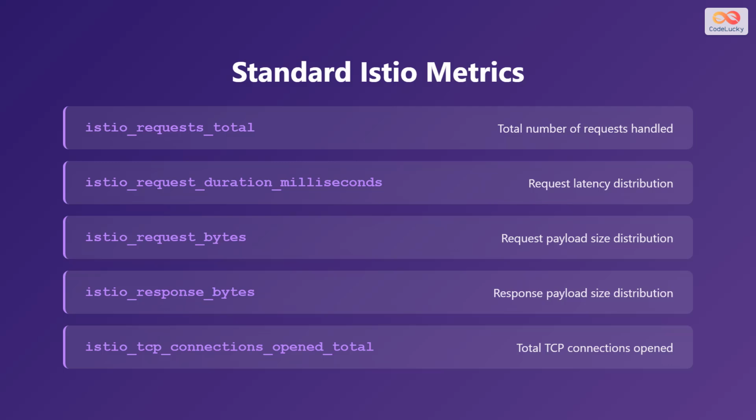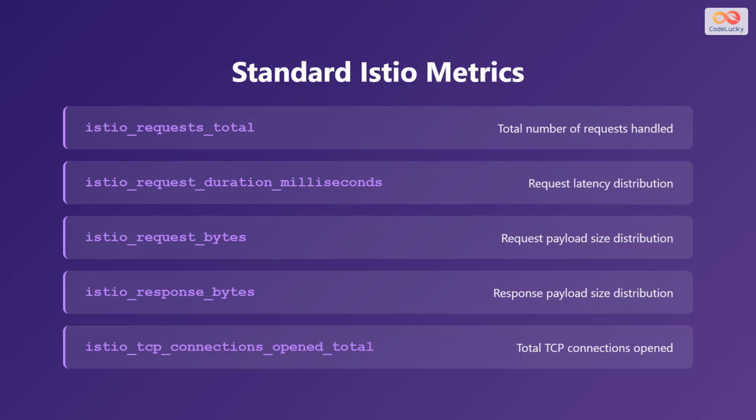Istio exposes several standard metrics that you can use to monitor your services. The istio_requests_total metric tracks the total number of requests handled by your services. The istio_request_duration_milliseconds metric provides the request latency distribution, helping you identify slow requests. The istio_request_bytes metric shows the distribution of request payload sizes, while istio_response_bytes tracks response payload sizes.